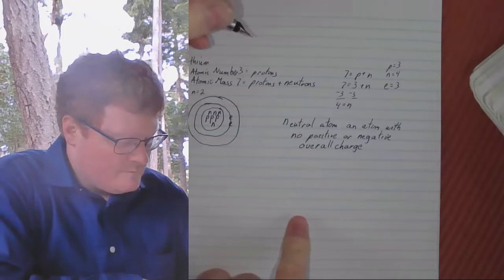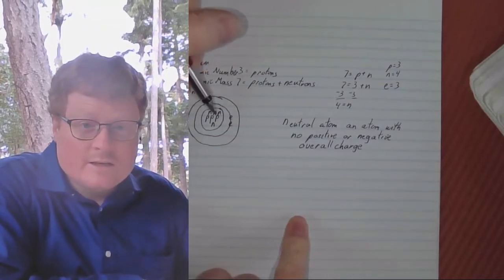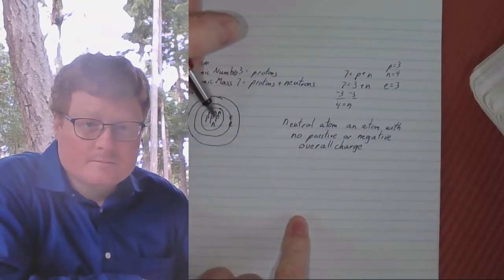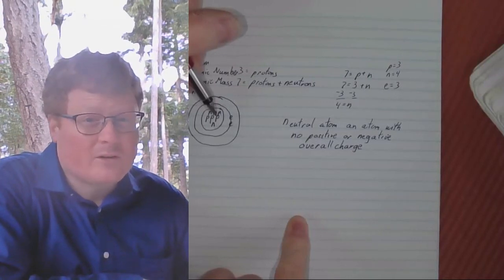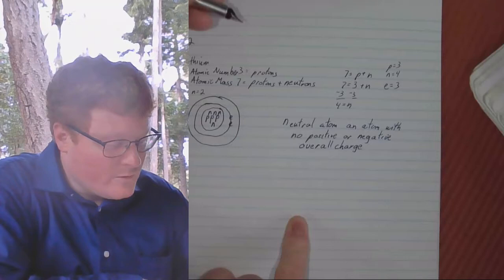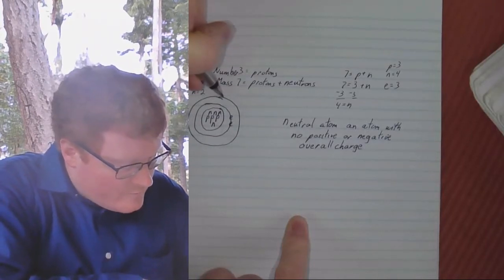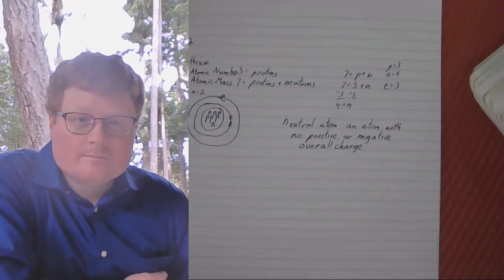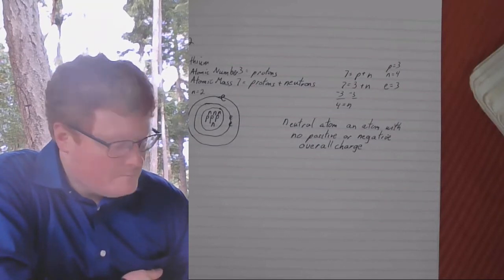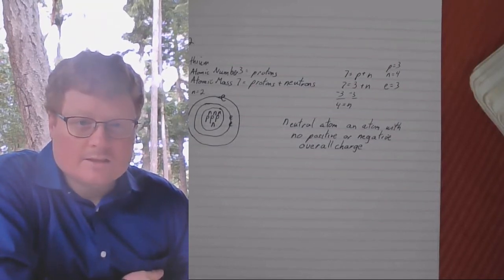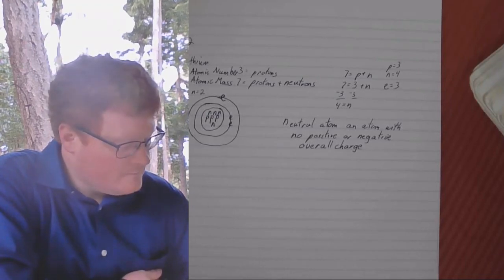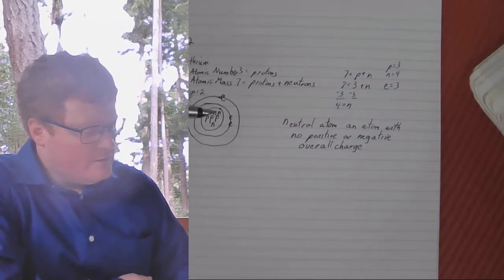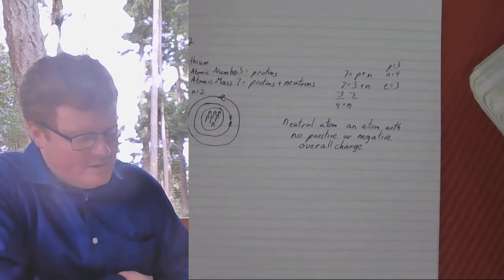How many electrons did I use to fill the N equals 1 shell? 2. How many do I have left if I have 3 overall? Well, 1, 2, I need 1 more. So I'm going to have another electron right there. Awesome.